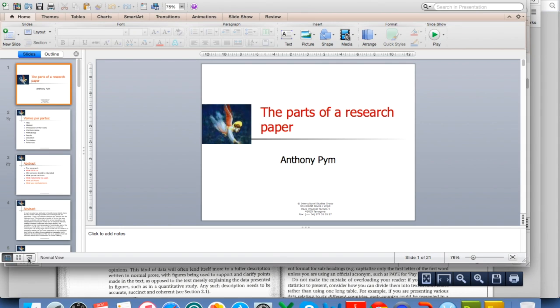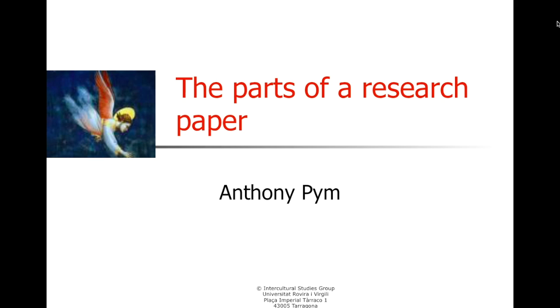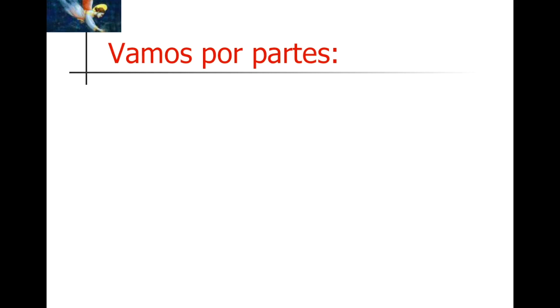This is a presentation on the parts of a research paper, which could be your travail fi de grau or your doctoral thesis or indeed any research paper that you're drawing up. The basic parts in a scientific paper are usually as follows. This is a general model that can be adapted, okay?